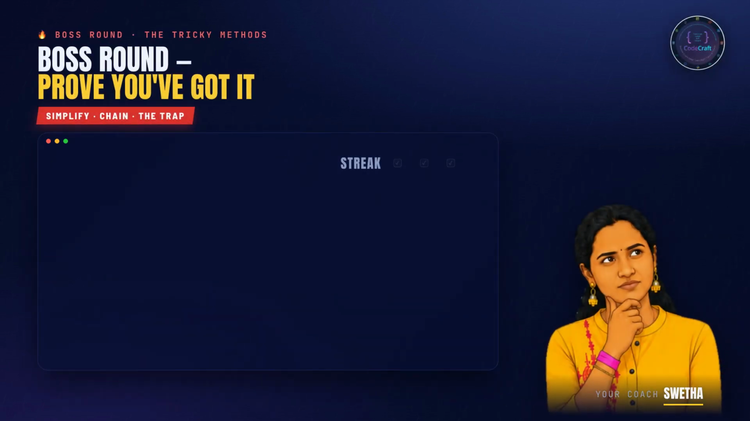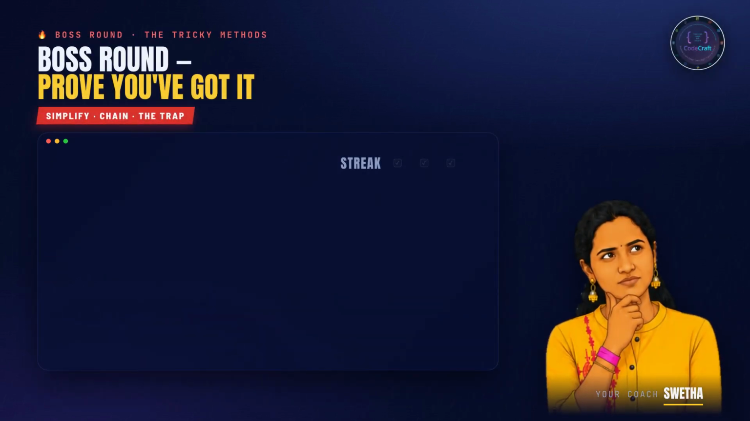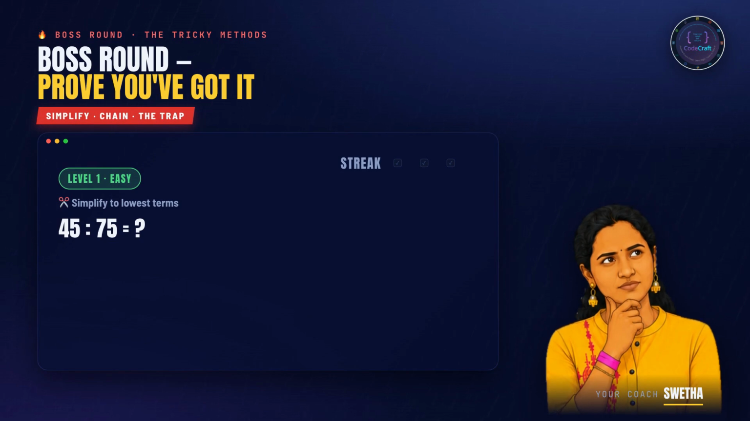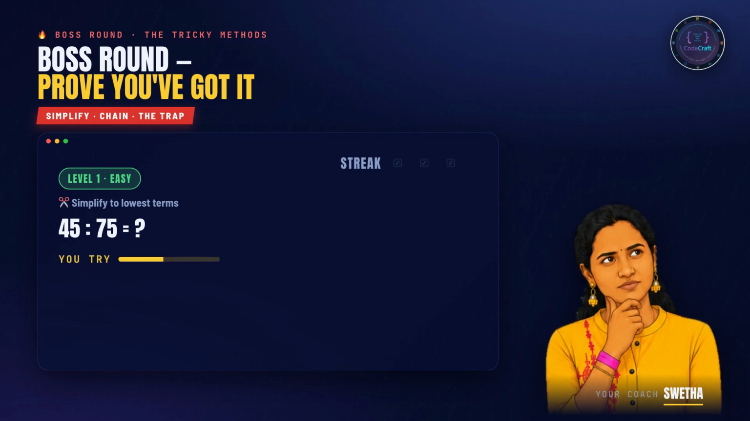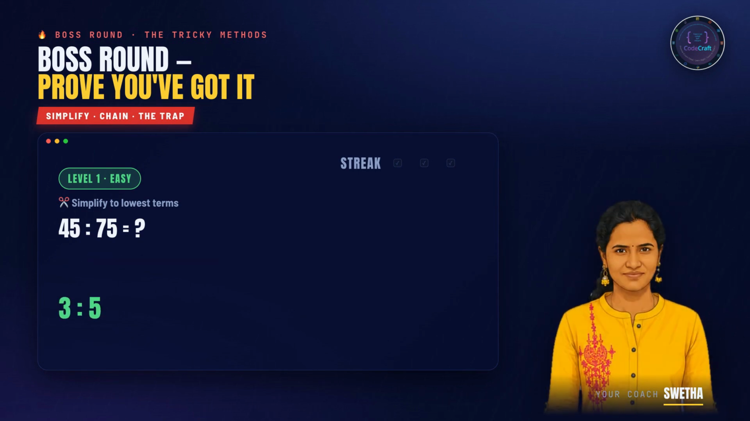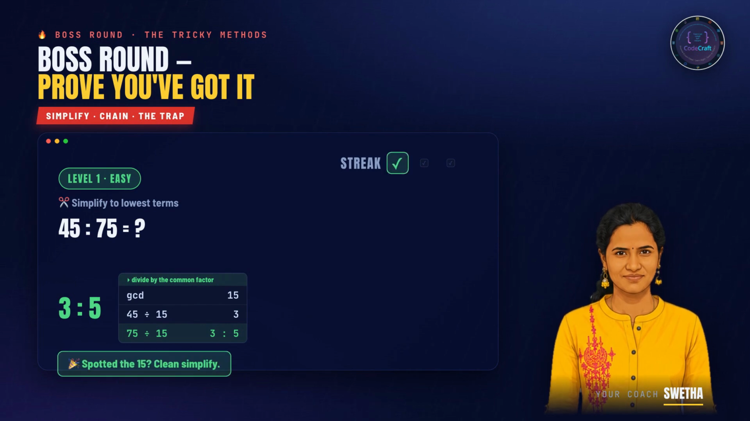Boss round. The tricky methods. Ready? Easy. Simplify the ratio 45 to 75. Pause. Both divide by 15. That is 3 to 5.